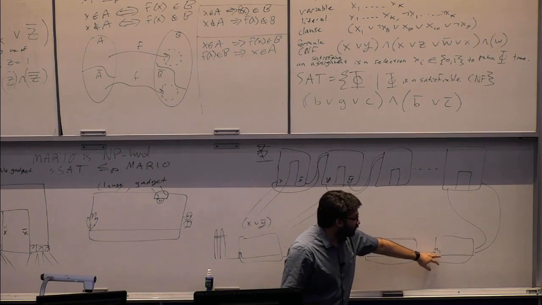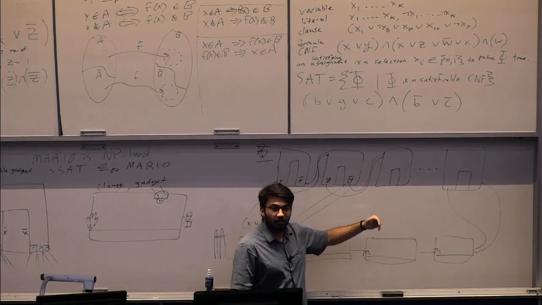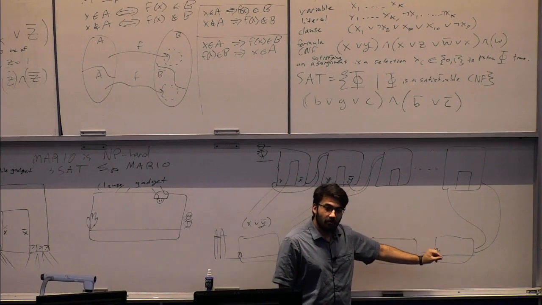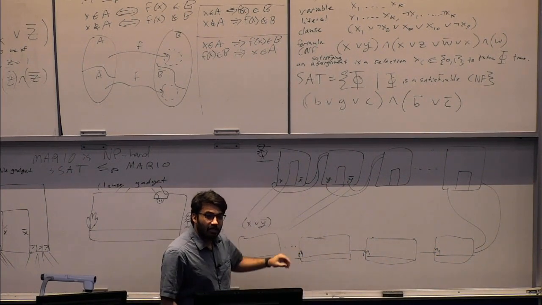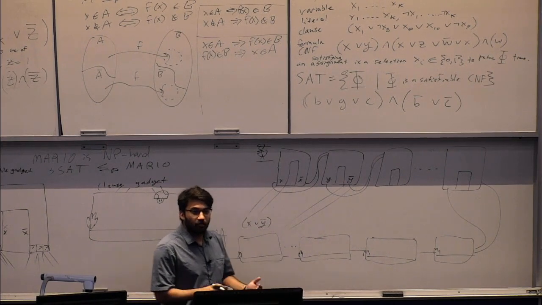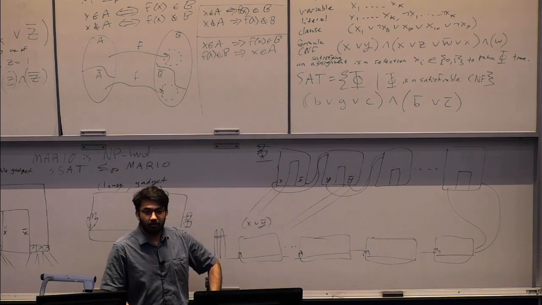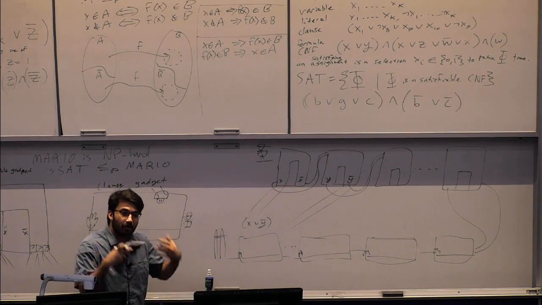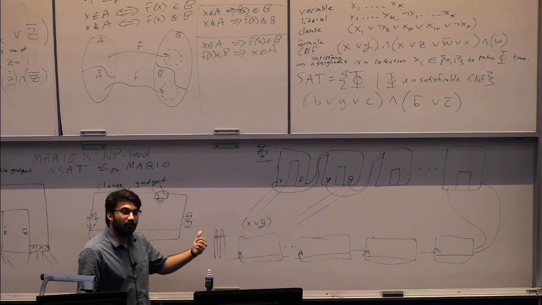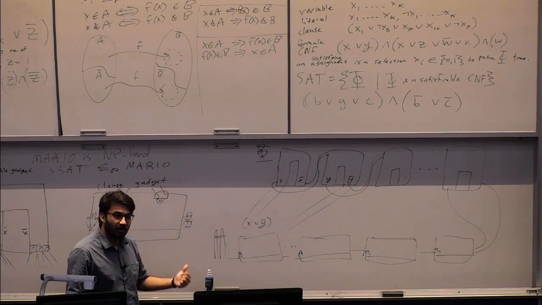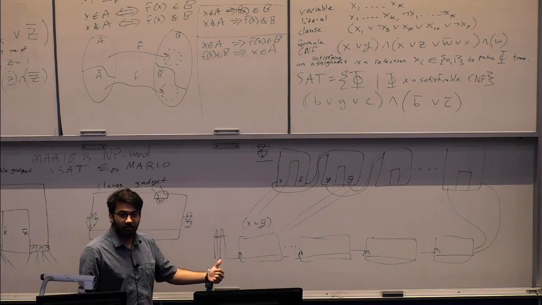Each one will have fire on the end and a series of vents on the top that he can't escape through. He's going to be Baby Mario, so in order for him to go through a clause gadget, he has to pass the fire. And in order for him to pass the fire, he has to have eaten a mushroom. And in order for there to be a mushroom in that room, that clause had to have been satisfiable. So previously, he would have had to have chosen an assignment to the variables that satisfied that clause gadget.